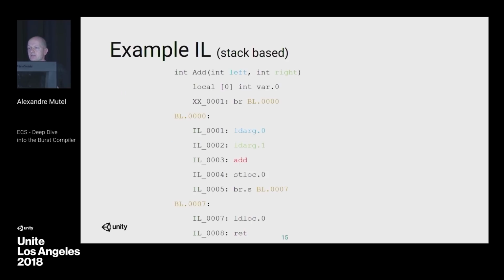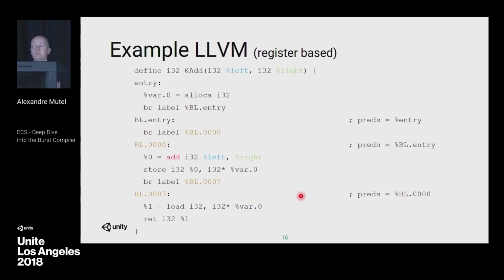IL is a stack-based instruction set. So when you load an argument, here the left argument, you load it on the stack. After this, you have two arguments. Then there is this little add instruction by itself that is going to pop the two arguments on the stack and push the result of the addition. And then we are going to store it in a variable. There is lots of code here for adding these two numbers because it's a debug build, I think, when I did it. And in LLVM, it's very similar.